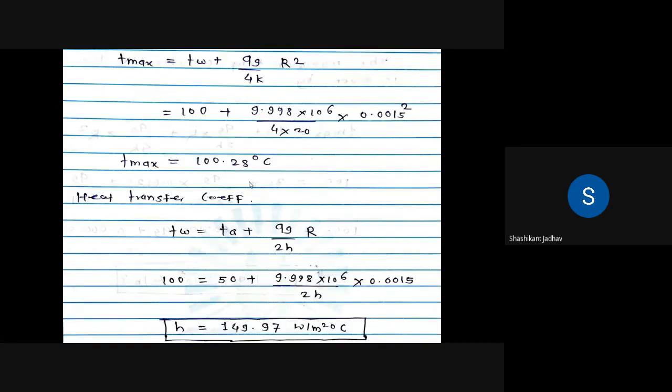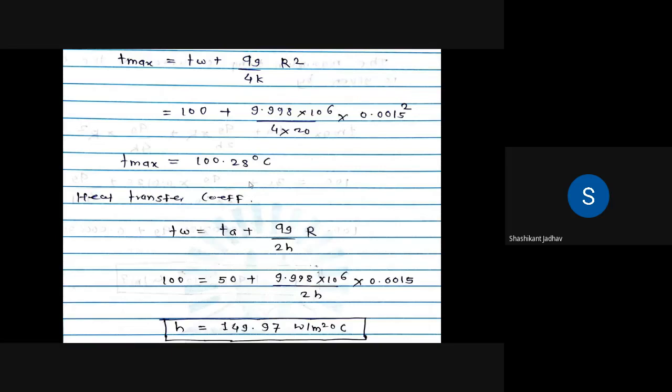Okay, so write down Tmax is equal to Tw plus Qg by 4k r square. Put these values: Tw is 100, Qg is 9.998 into 10 raised to 6, 4 into k, where k is 20, and r is 0.0015 bracket square. From this calculation we get the maximum temperature, which is 100.28 degrees Celsius.